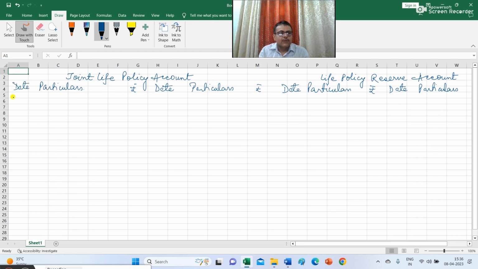So on 1st January 1994, the amount of premium has been paid for rupees 2,000. So your journal entry is joint life policy account debit to bank, and this is the amount of premium that you have to pay, and the amount is rupees 2,000.